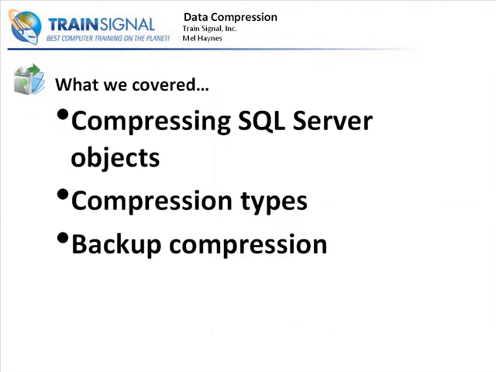So what did we cover? We looked at compressing SQL Server data. Now, when you're compressing SQL Server data, you're really talking about compressing specific objects, and we looked at three. We looked at compressing tables, compressing indices, and compressing partitions. We talked about the compression types, basically two main types. We have row compression versus page compression, and then we also looked at compressing our database backups.